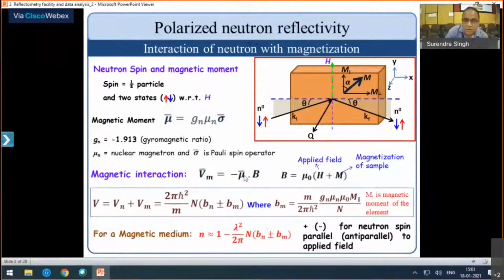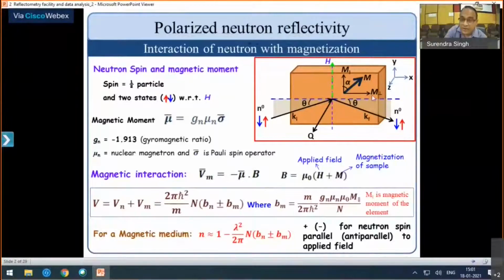If you put these values here and assume it is parallel to this B, then you will have Zn mu_N times B, that is M parallel. M parallel is nothing but the magnetic moment of the magnetic sample. So we have Vn plus or minus Vm, and the plus or minus is there because the neutron has spin up and spin down with respect to the applied field. Only two states it has. So when we have a field, we will have two kinds of potential, for spin up and spin down, in a magnetic sample.